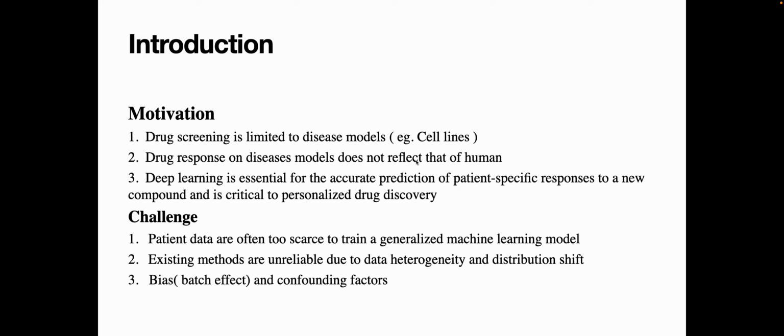So the motivation of our work is firstly, the drug screening is limited to disease models, for example, cell lines. And sometimes the drug response on disease model does not reflect that of human. And deep learning is essential for the accurate prediction of patient-specific response to a new compound, and is also critical to personalized drug discovery. However, there are challenges that patient data are often too scarce, or existing methods are unreliable due to data heterogeneity or distribution shift. And there are often bias like batch effect and confounding factors.